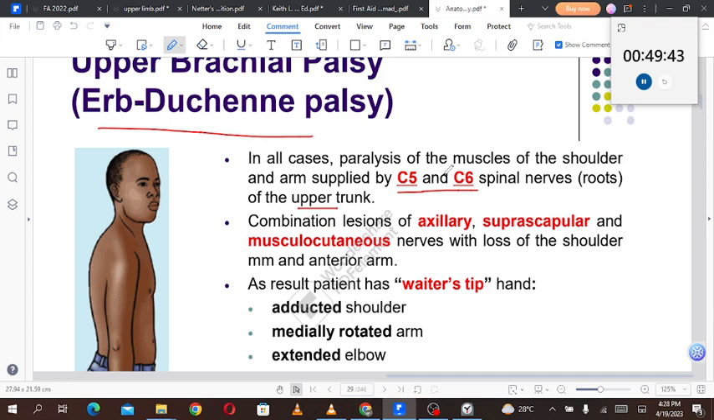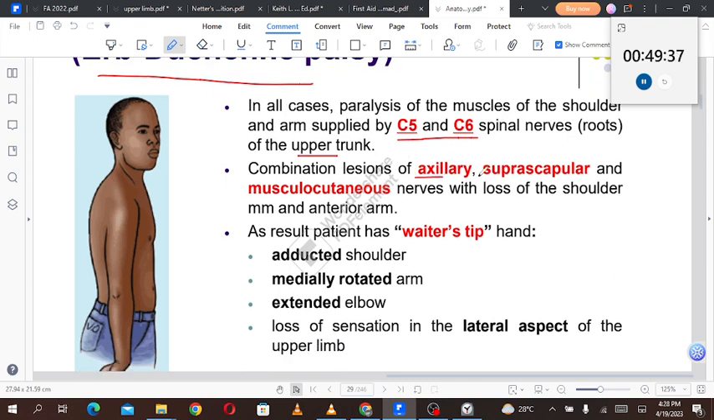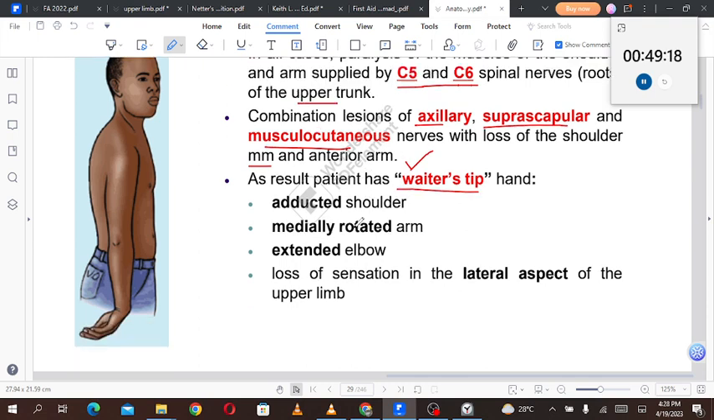In all the cases of the upper brachial palsy, the paralysis of muscle of the shoulder and arm which is supplied by the C5 and C6 spinal nerve roots will be there. Combination of lesions of axillary, suprascapular and musculocutaneous nerve with the loss of shoulder, what does that mean? Shoulder and anterior arm muscle movement. Okay, so there is loss of shoulder and anterior arm muscle movement. As a result the patient has Waiter's tip posture. This posture is called the Waiter's tip hand.